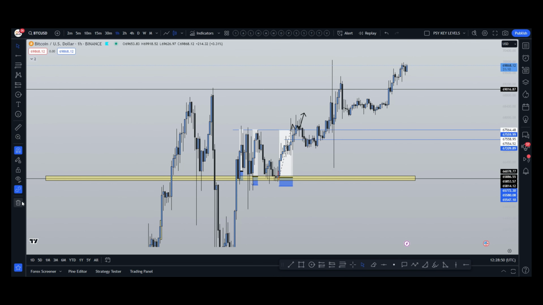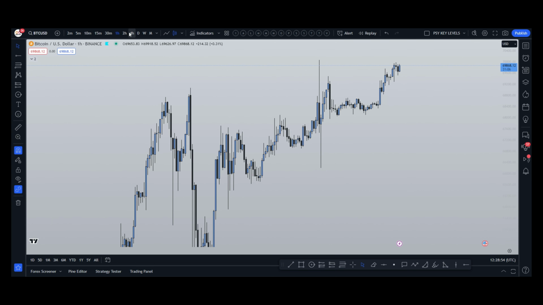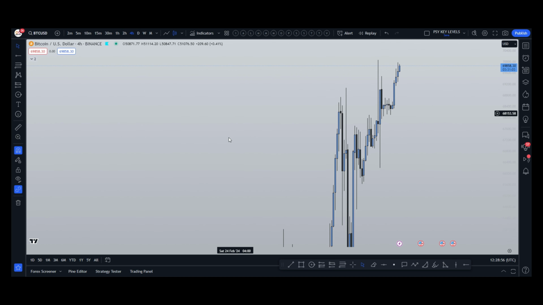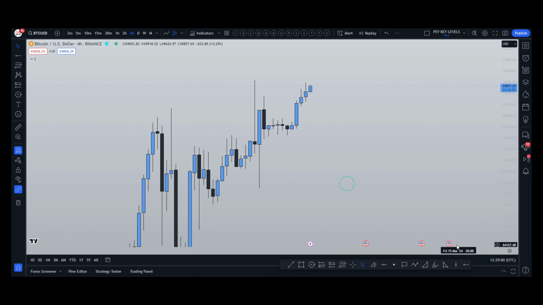This what we'll do is let's remove all this, right? And how I would look at these if I was just approaching Bitcoin right now. Okay, so first of all, what comes to mind is let's draw our major levels, right? Start with this high here, because price obviously is still moving.